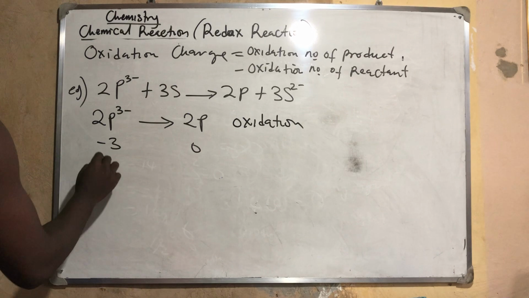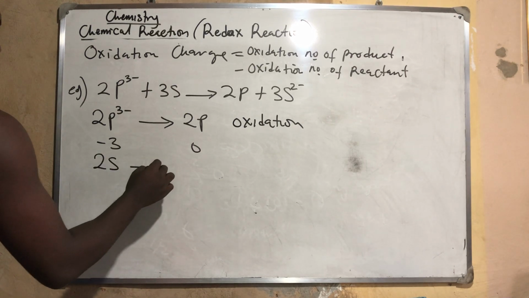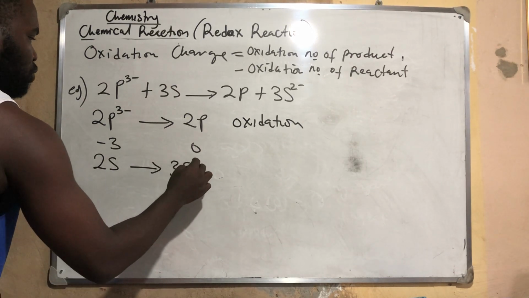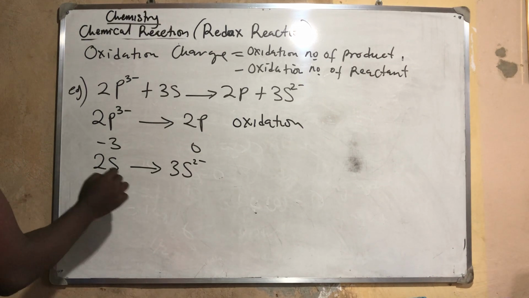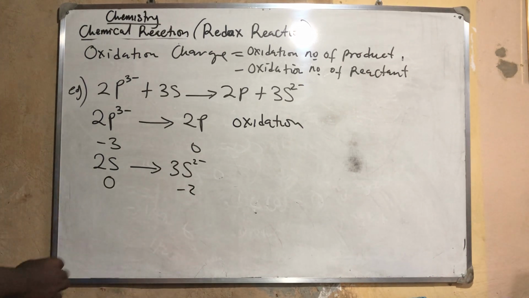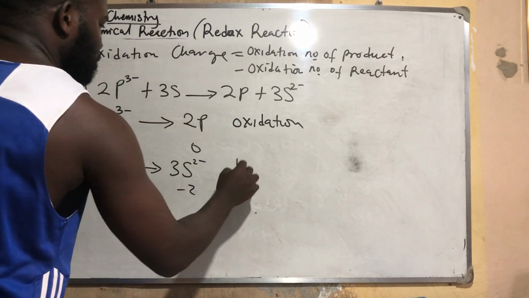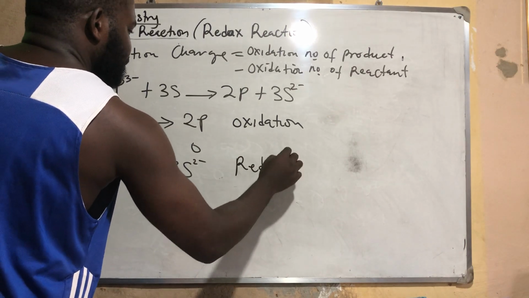So look at the other one now. 3S to give us 3S^2-. This one was 0. It now decreased to -2. So a decrease in oxidation number is what we call reduction.